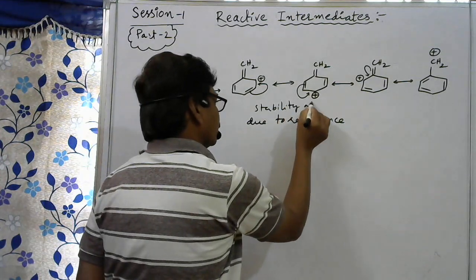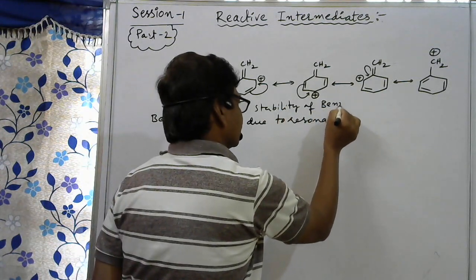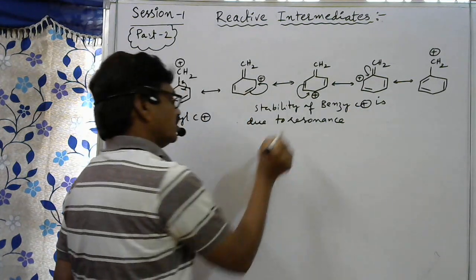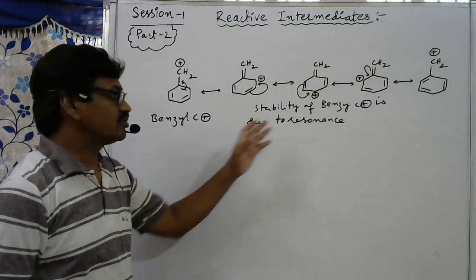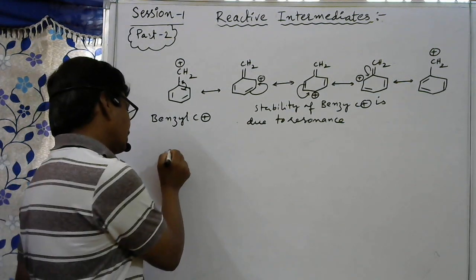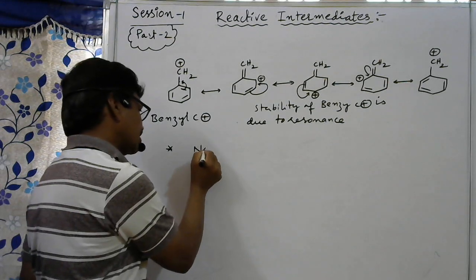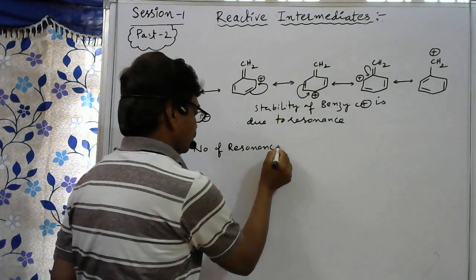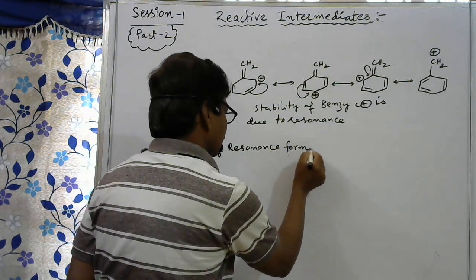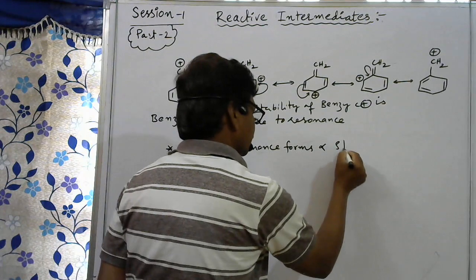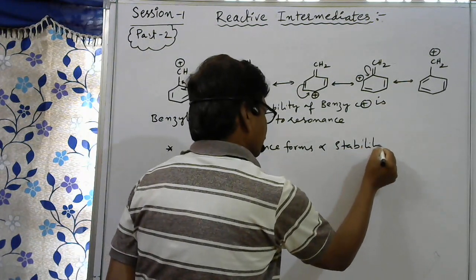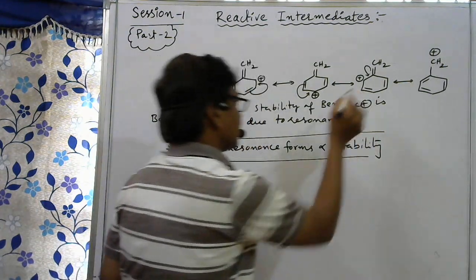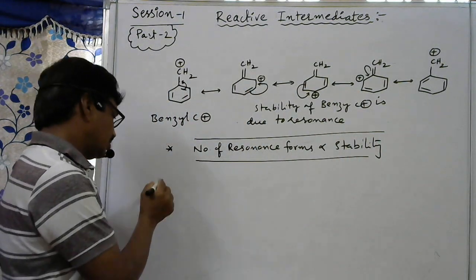The stability of benzyl carbocation, benzyl C plus, is due to resonance. 5 resonance forms are there. Here we have to remember one thing: the number of resonance forms is directly proportional to stability. This you have to remember. Here the benzyl carbocation has how many? 5 resonance forms.